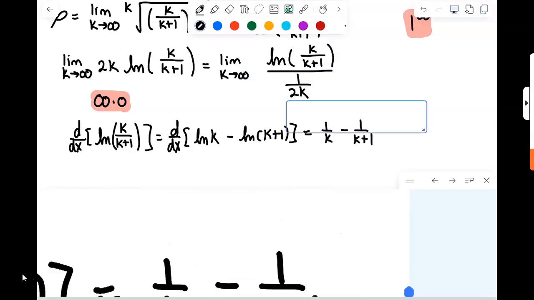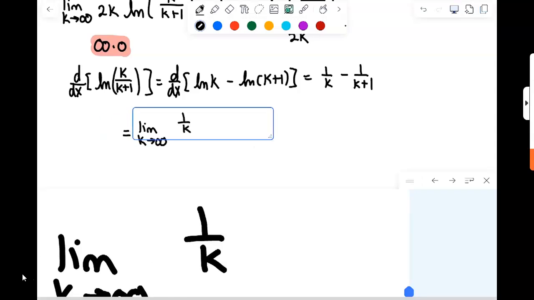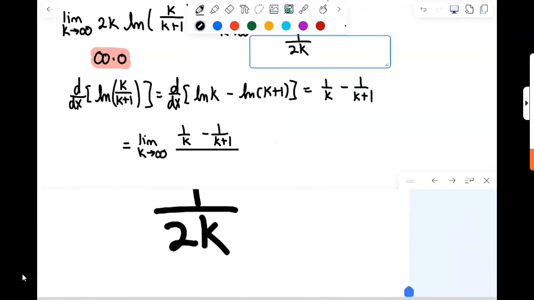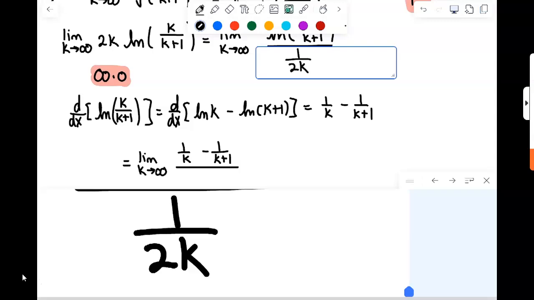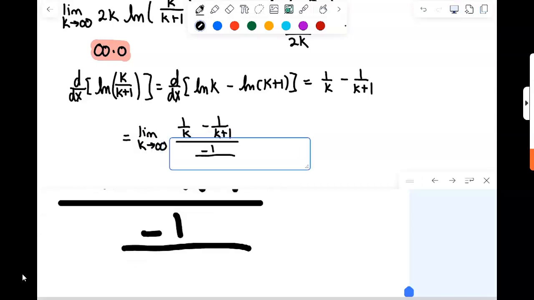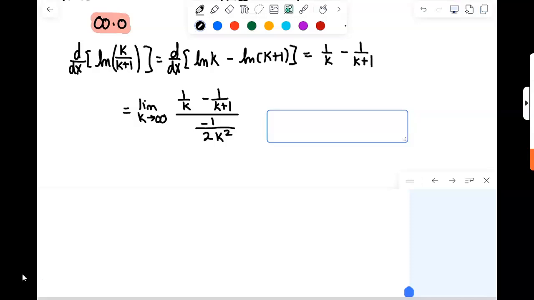We're applying L'Hopital's rule. So back to my original problem now. Limit as k goes to infinity of 1 over k minus 1 over k plus 1, it's the derivative of the top over the derivative of the bottom. 1 over 2k. But 1 over 2k is just 1/2 of k to the minus 1. So do the derivative. That would be minus 1 times the 1/2 times k to the negative second, or minus 1 over 2k squared. Okay, so all we need to do now is simplify this thing and see what happens to it.